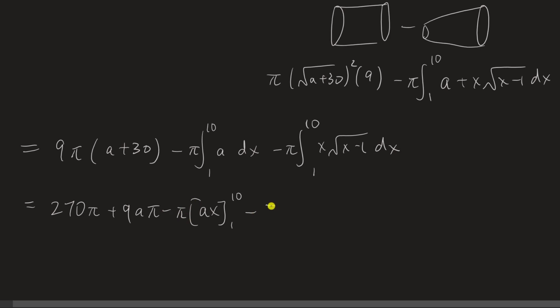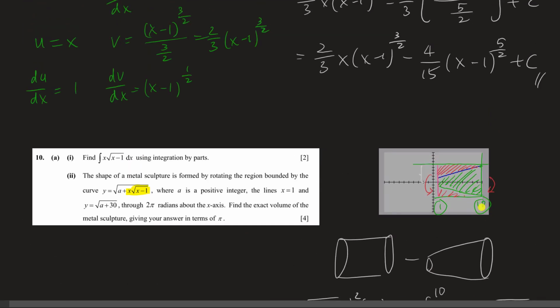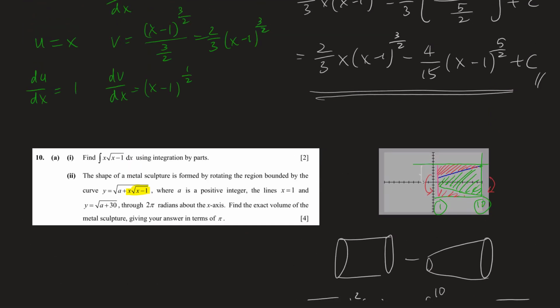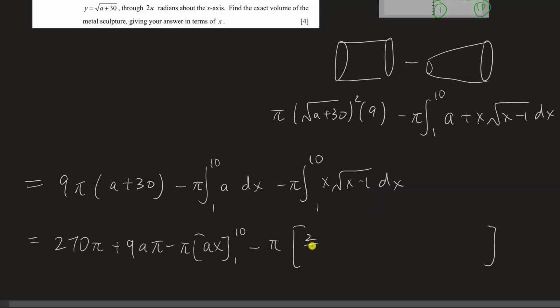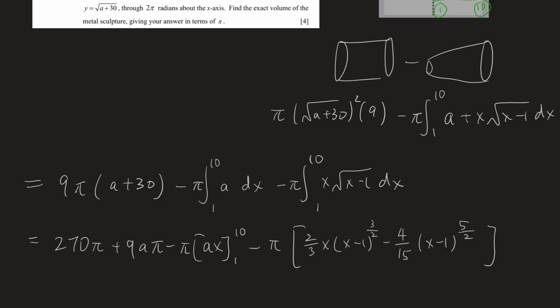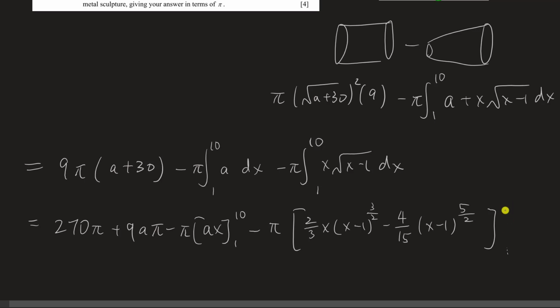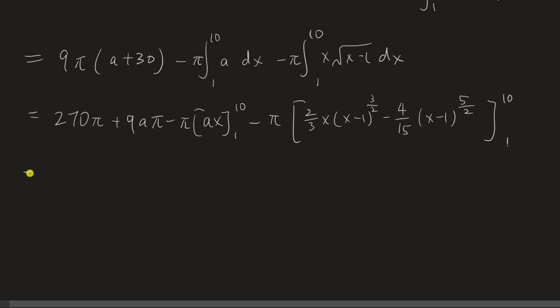Then here, I know the answer to this part is really long. It's above this one. So I'm going to copy this: 2/3 (x - 1) to the power 3 over 2, minus 4 over 15 (x - 1) to the power 5 over 2, evaluated from 1 to 10. Simplifying this further, here I'll have negative pi times (10a - a), which is minus away 9a pi in total.